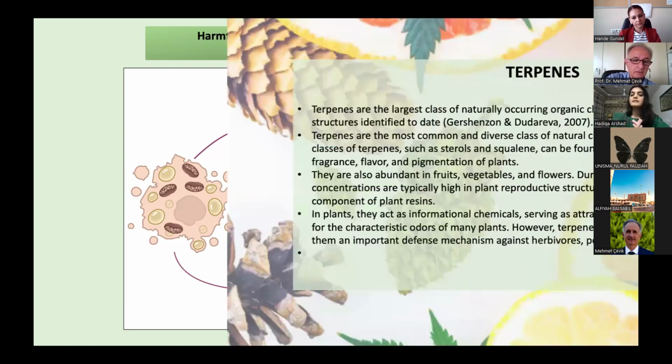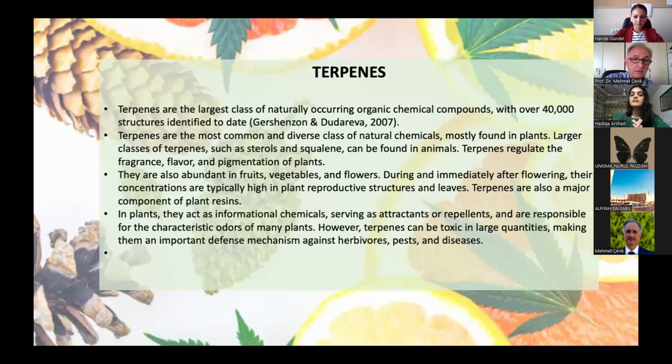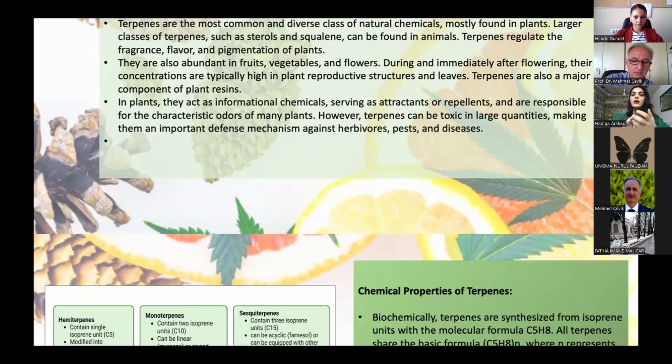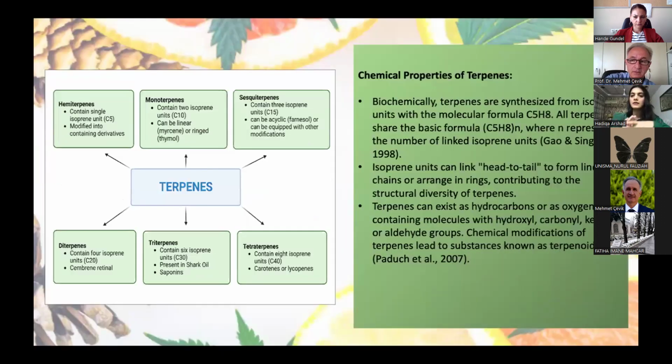Next are terpenes, which are protective agents. Terpenes are basically used as fragrance agents in our homes, but apart from that, they are also used for therapeutic actions. They are comprised of isoprene units, like hemiterpenes, monoterpenes, sesquiterpenes, diterpenes, triterpenes, and tetraterpenes.